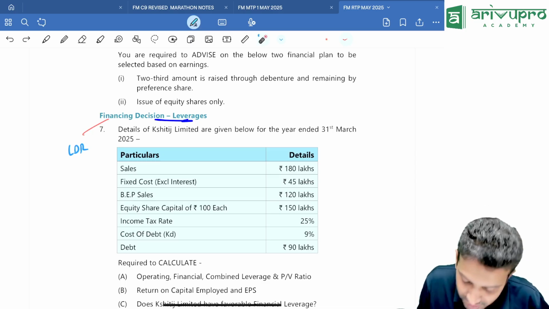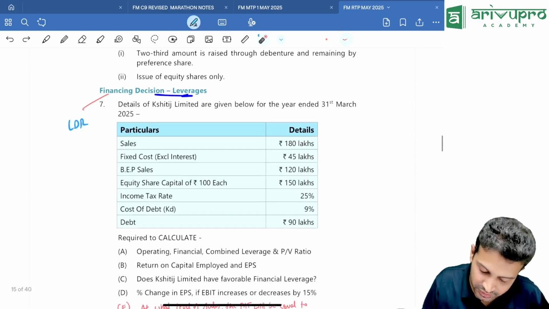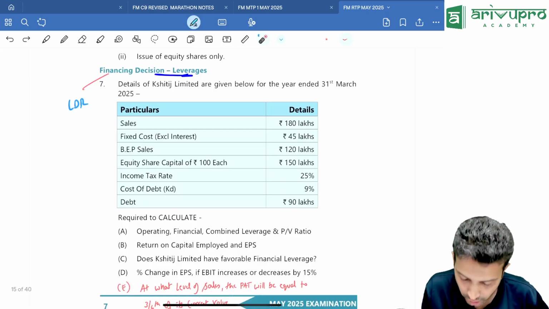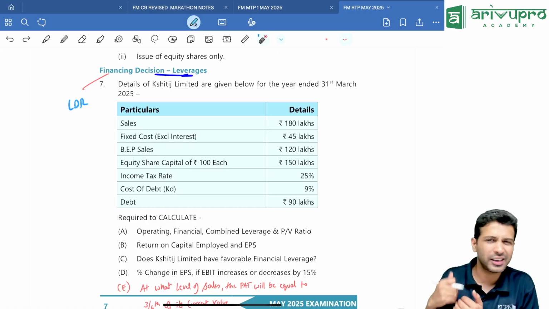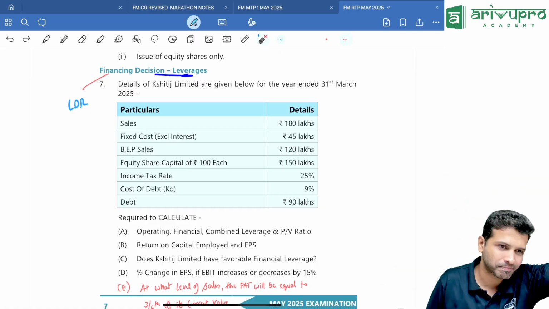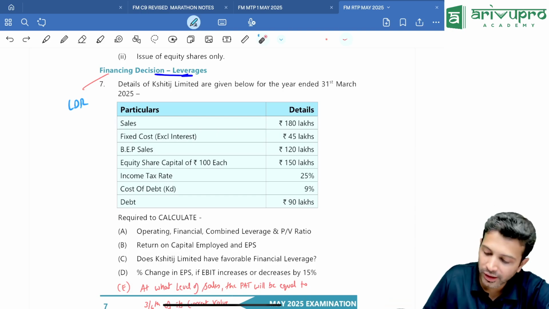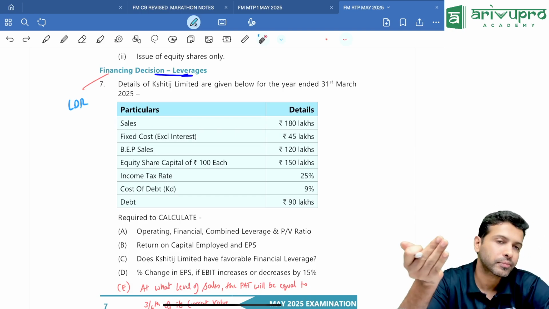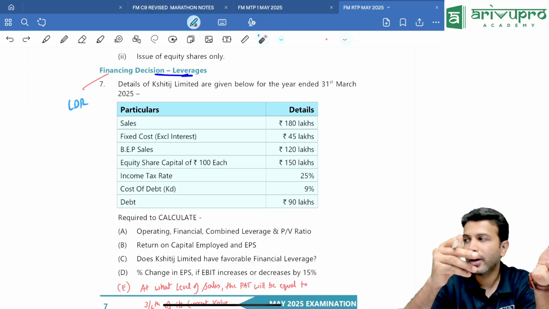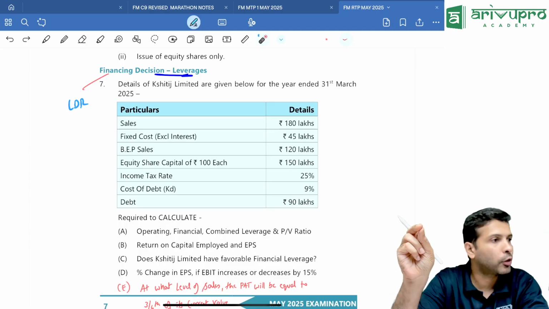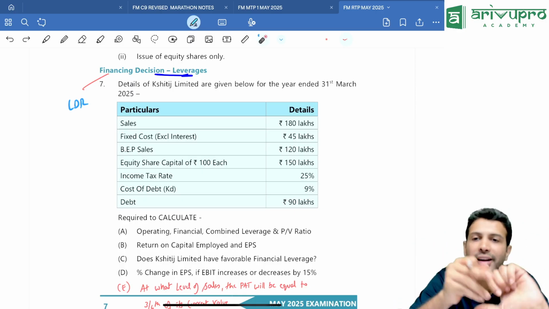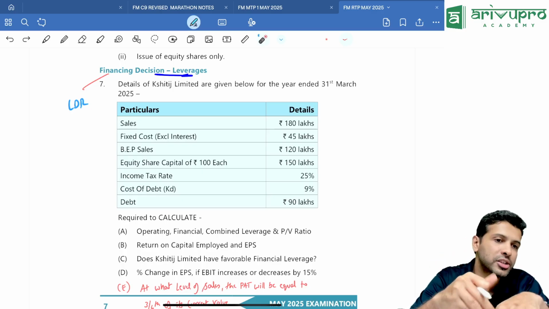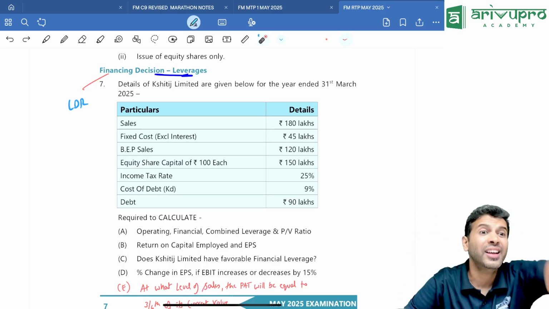Okay, review. Sales they have given. First, sir, always check what they have asked: operating, financial, combined leverage. For OL, FL and CL, anyway, we need the income statement. For OL, what is the formula? If you want, you can remember it as OLD C, C for contribution, E for EBIT. Operating leverage is given by the formula contribution divided by EBIT. Then financial leverage will be EBIT divided by EBT.